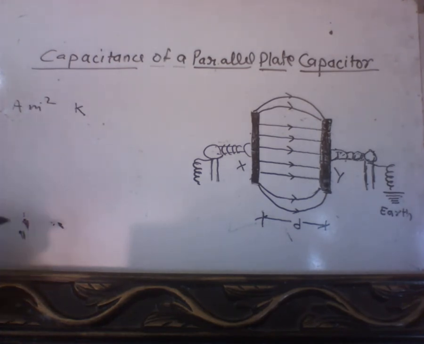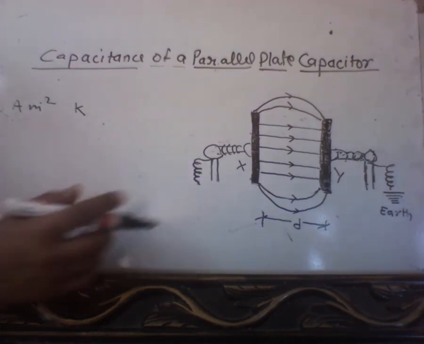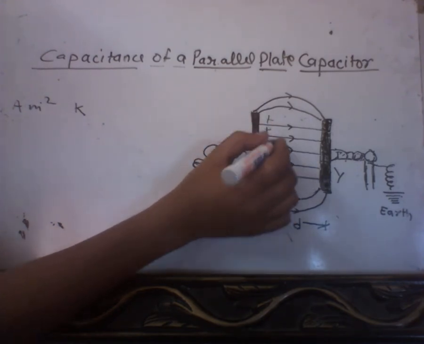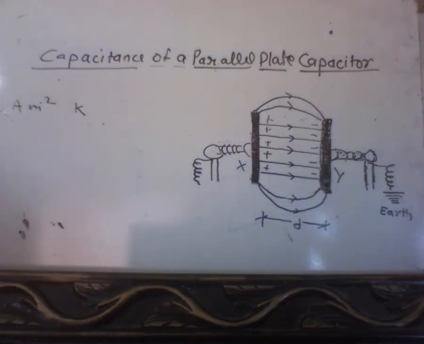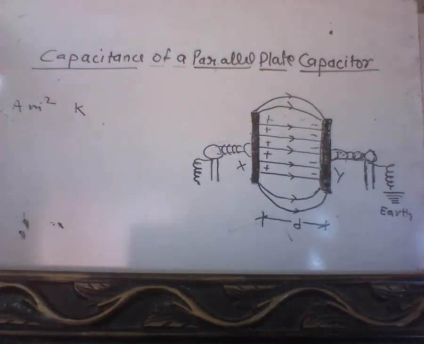Let the plate X be given a positive charge plus Q. Then due to induction, a negative charge appears on the plate Y. Now the Y plate is connected to the earth, so the positive charge of this region goes to earth.